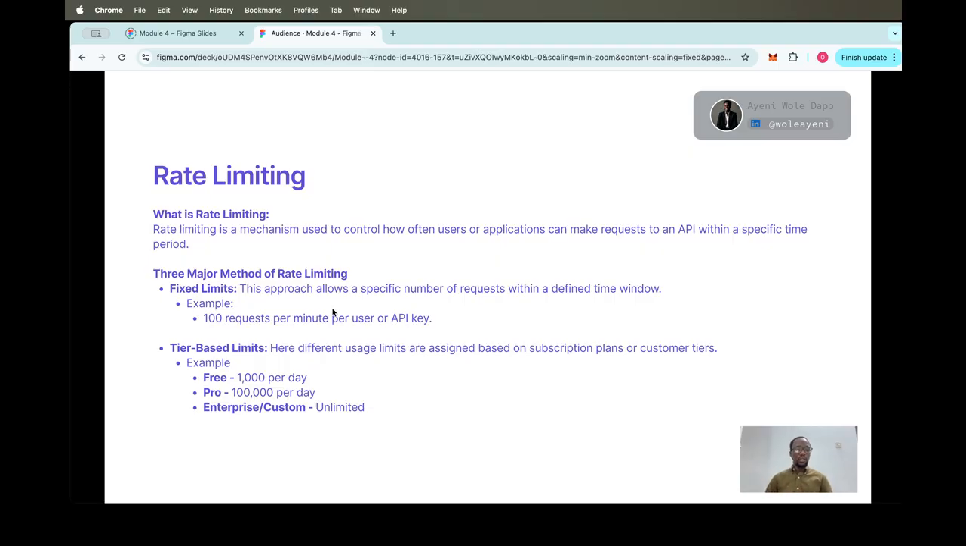Lastly, we'll be looking at rate limiting. What is rate limiting? Rate limiting is a mechanism used to control how often users or applications can make requests to an API within a given time. What does this mean? Rate limiting helps prevent system abuse, system overloads, and also ensures fair usage of the system itself.